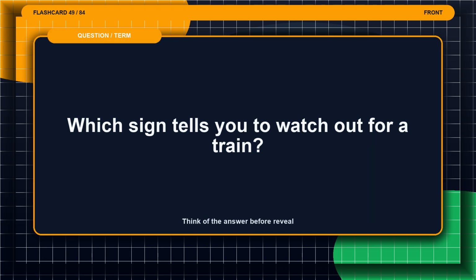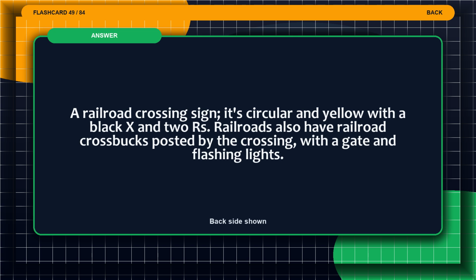Flashcard 49. Which sign tells you to watch out for a train? Think of the answer before the reveal. The answer is, a railroad crossing sign. It's circular and yellow with a black X and two Rs. Railroads also have railroad crossings posted by the crossing, with a gate and flashing lights.